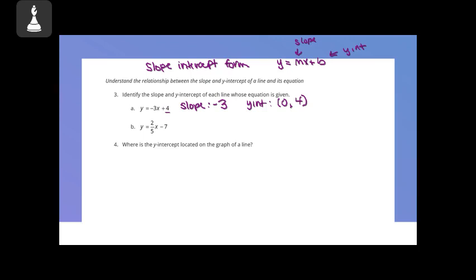Following the same process for the next one, y equals 2/5 x minus 7. We can easily pick out the slope, which is the number attached to the x, 2/5. And the y-intercept is always a point on the y-axis, 0, comma, and then whatever the second number is here, the number by itself, -7.